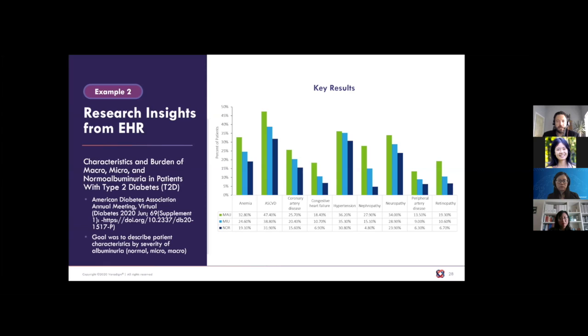So it was getting in and then getting classified. And not surprisingly, qualitatively not surprisingly, we did find that there were increased symptoms and comorbid conditions and outcomes associated with macro or micro levels versus folks with normal albuminuria. You can see it on the graph here: anemia, ASCVD, CAD, CHF, whole litany of outcomes and comorbid conditions where the macro patients fared the worst, followed by the micro patients and the patients at the normal level faring the best.